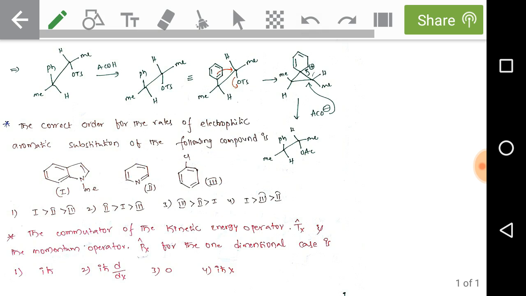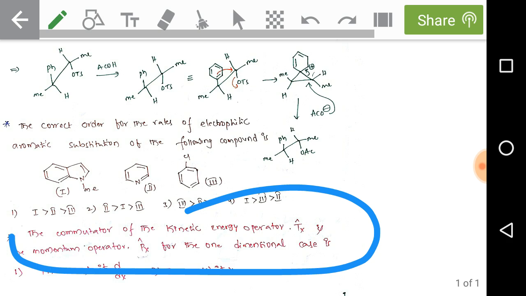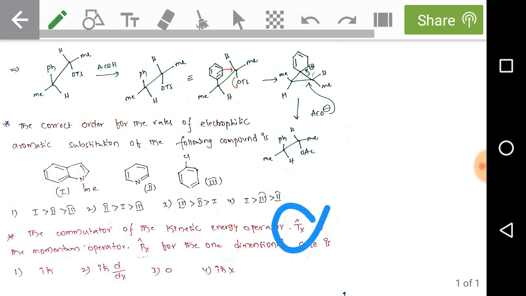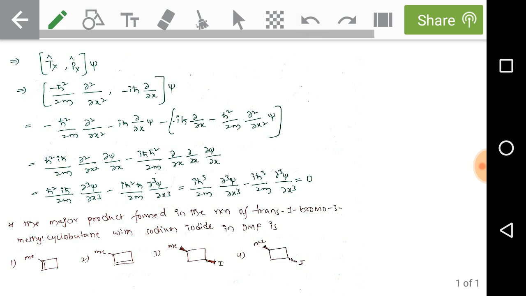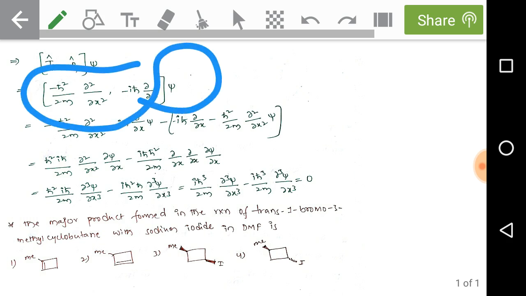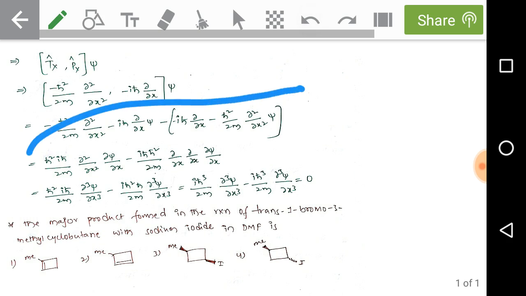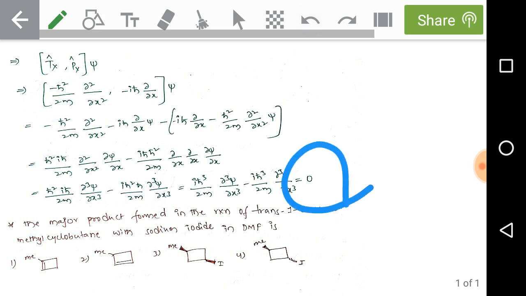Right. Next one, the commutator of the kinetic energy operator. Here we have Tx caret, and the momentum operator px caret for the one-dimensional case. So for the kinetic energy operator, we have minus h cross square by 2m dou square by dou x square. For the momentum operator, we have minus i h cross dou by dou x. Whenever these operators act on a function psi, just check all the possible steps, and you can get the answer 0 for it.